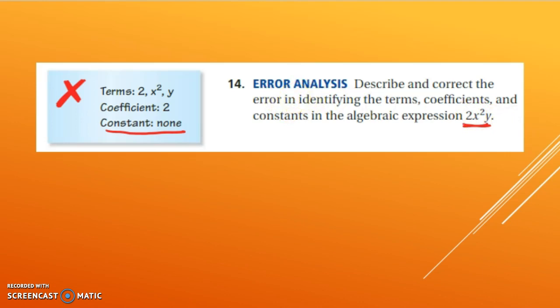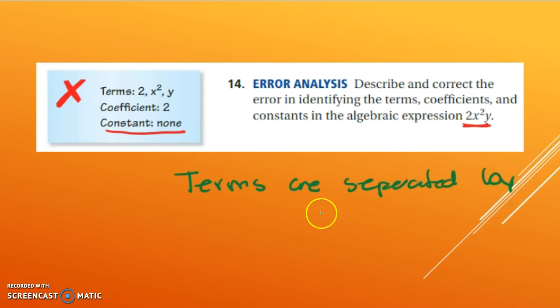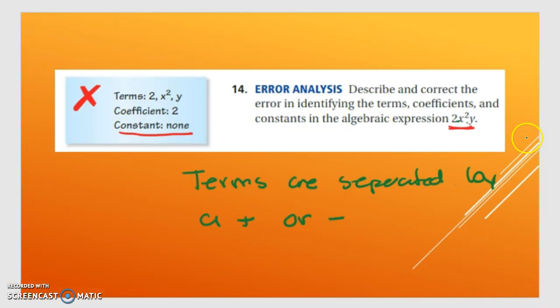That part's incorrect. The reason why that part's incorrect is because remember that terms are separated by a plus or minus. In here, I just have a bunch of multiplication because they're squished together. So I have 2 times x squared times y. I don't have a plus or a minus. So my terms, I actually only have 1.